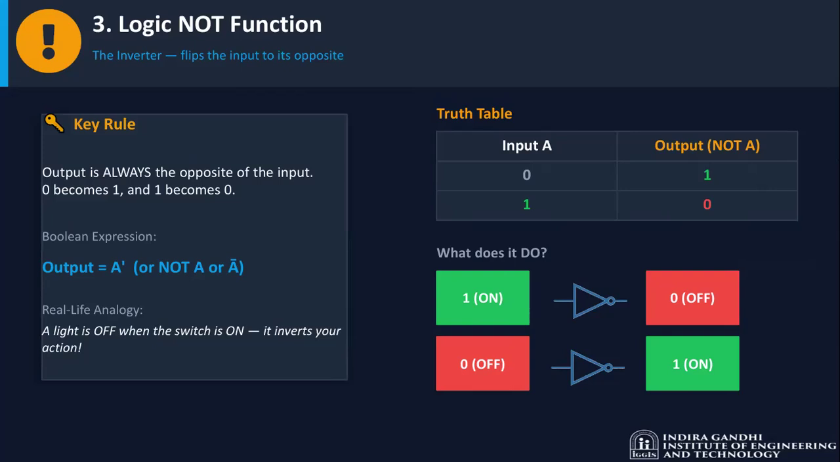It flips the input. So look at the truth table. If we give an input A as 0, we get an output 1, as well as if we give an input 1, we get an output 0.